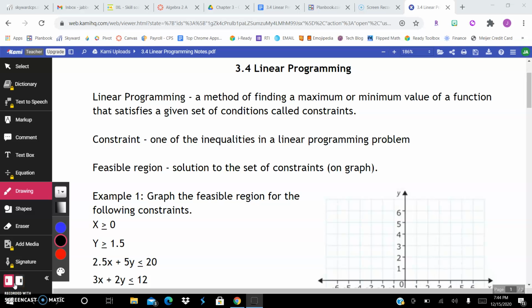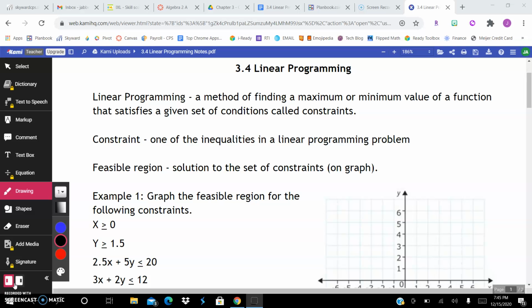For section 3.4, we are going to take a look at linear programming. Linear programming is a method of finding a maximum or minimum value of a function that satisfies a given set of conditions called constraints. The constraints are the inequalities in a linear programming problem. For the problems that you're going to get today, there are going to be 4 constraints that we have to graph.